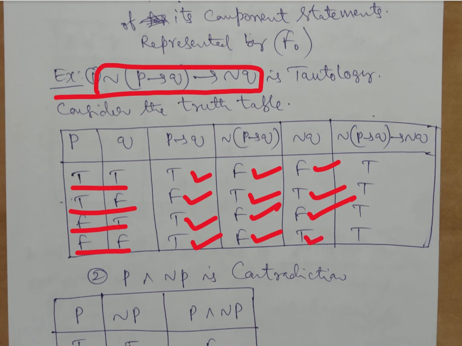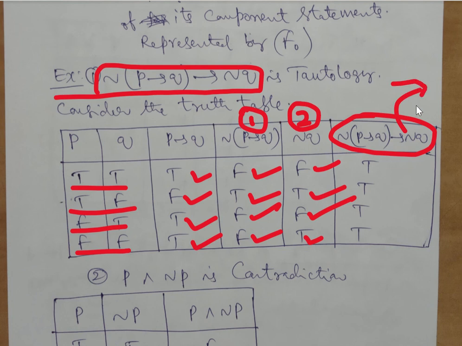Now what are we supposed to get? This final expression. Where is it? It is here. This is 1, this is 2. So between these, what relation is there? Implication relation is there. So implication means F and F, both are F, it will be true. Both are T, it will be true.